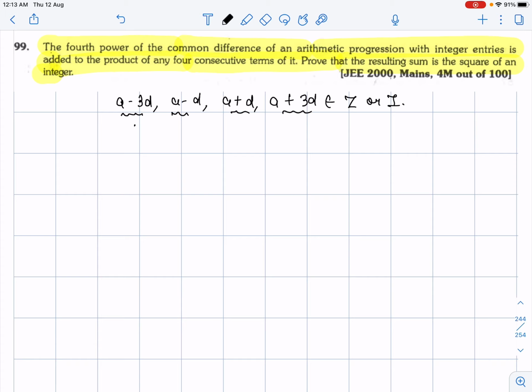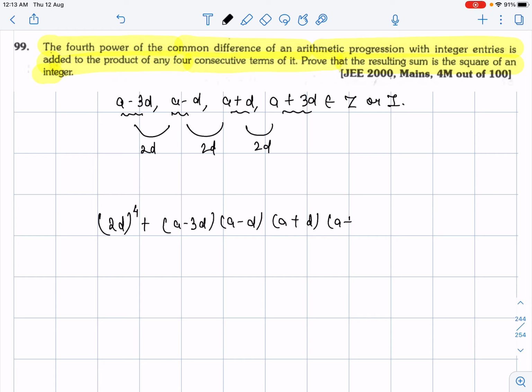Now what is the common difference of this arithmetic progression? 2d over here, then again 2d over here, then again 2d over here. So the fourth power of 2d is added to the product of these four consecutive terms. So that will be generating (a minus 3d) multiplied by (a minus d) multiplied by (a plus d) multiplied by (a plus 3d). We have to prove that it will be the square of an integer.